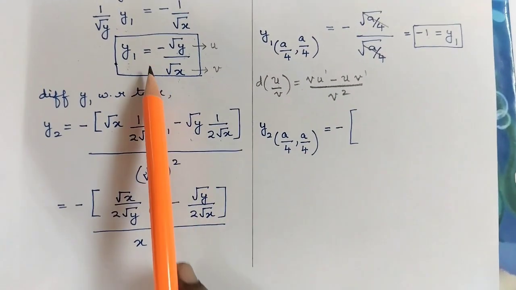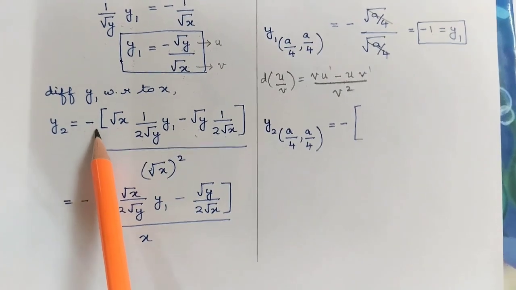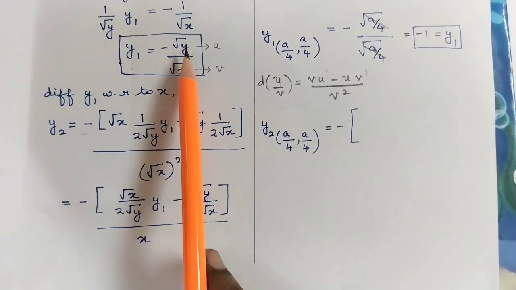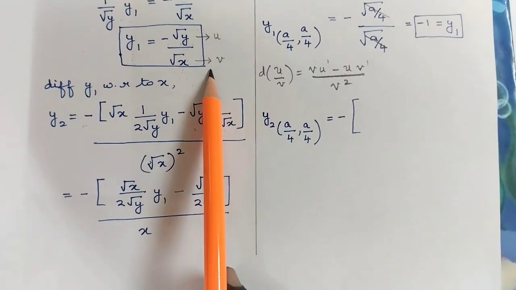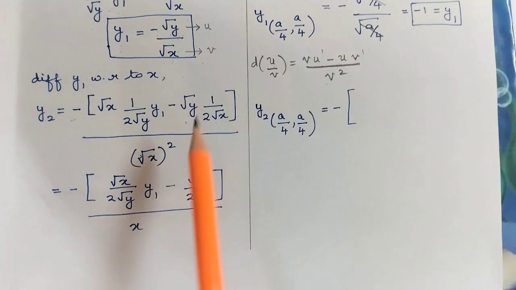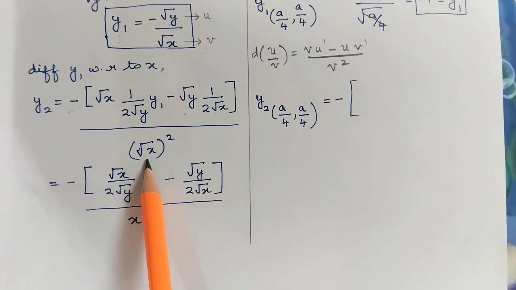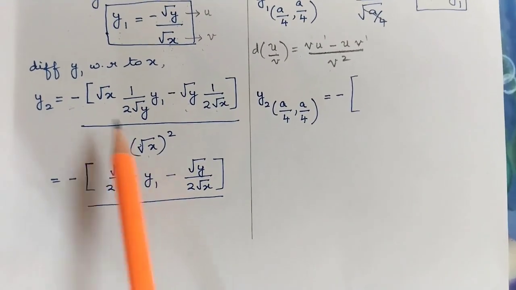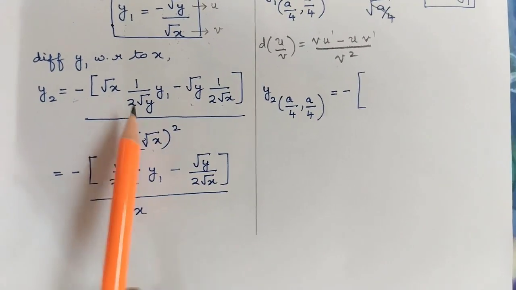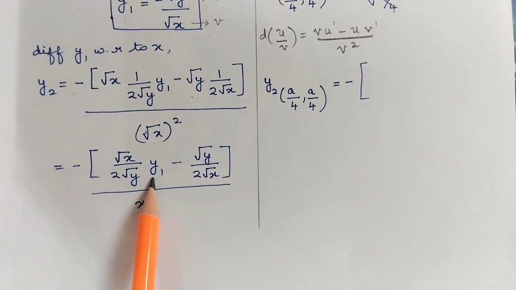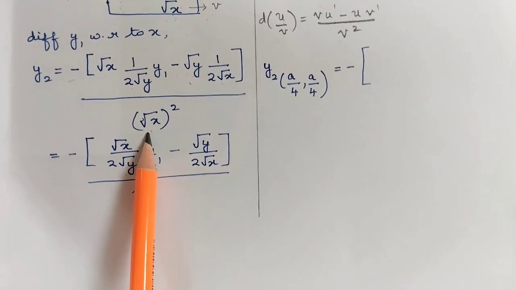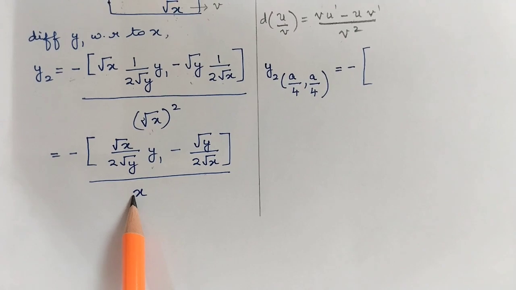x. I've kept this negative sign here so that you will not get confused. So the negative sign I'll put outside and take root y by root x as the u by v method, divided by v square. So v square means root x the whole square. Next, what I've done is I have just multiplied. So root x by 2 root y into y1 minus root y by 2 root x, by root x the whole square, which will become x.